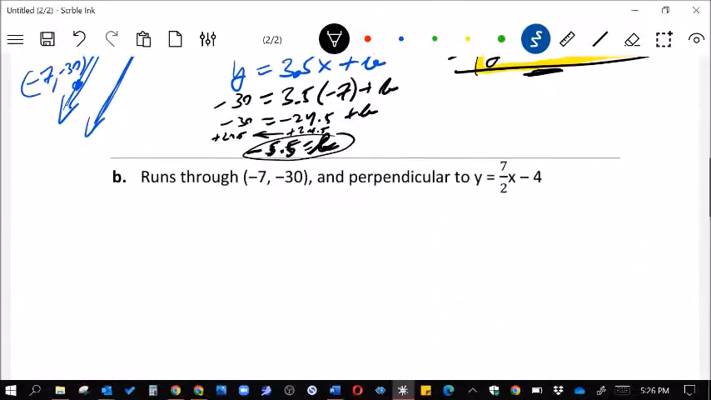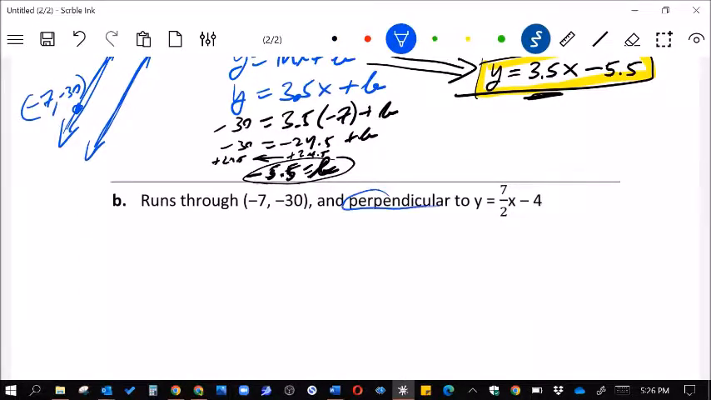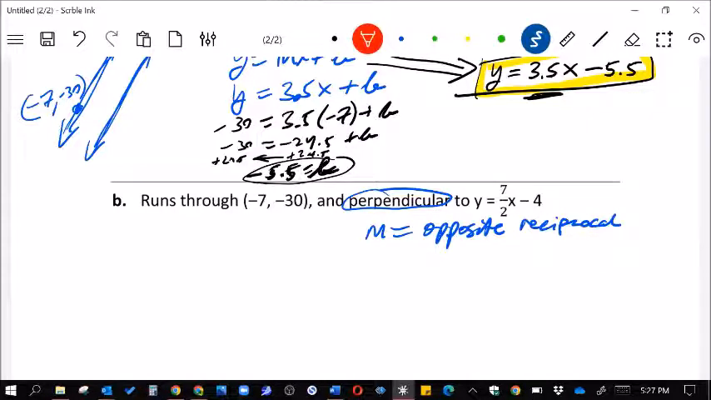All right, now let's look at what is perpendicular. When it's perpendicular, they're not the same. The slope is the opposite reciprocal. All right, so we need to take that 7 over 2 and we need to adjust it so that we use the opposite sign and we do the reciprocal of it. So that would be our slope.